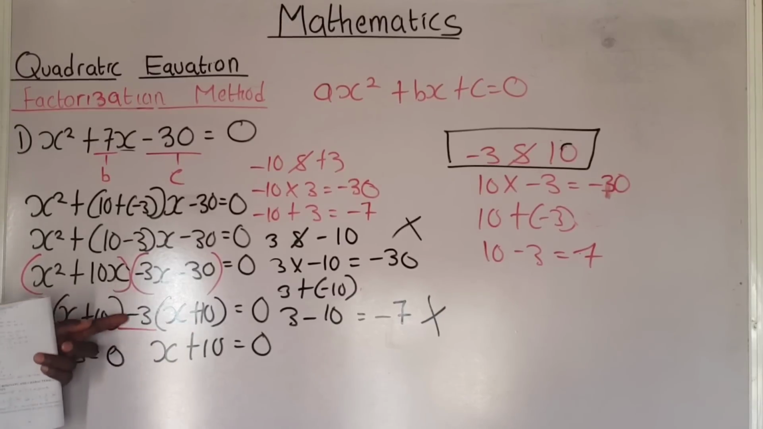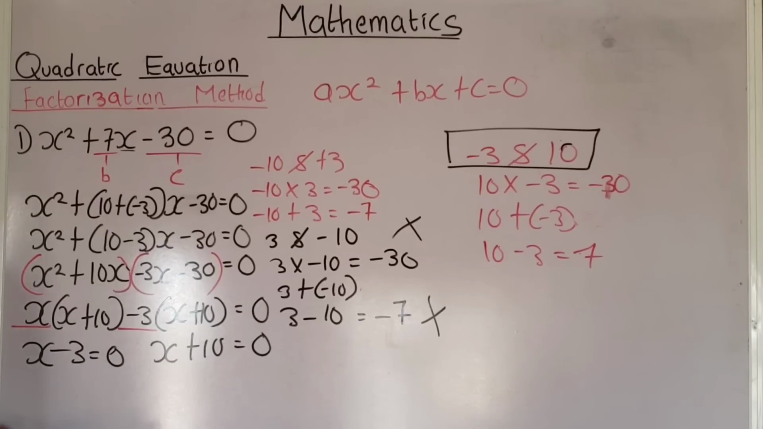In the second bracket it is negative 3. So having gotten the common factor, I sum these factors together. X plus minus 3 is what? X minus 3. So I have x minus 3 equals to 0, I set it equals to 0 as a quadratic, because I'm to determine the value of x. Okay, so x minus 3 equals to 0.